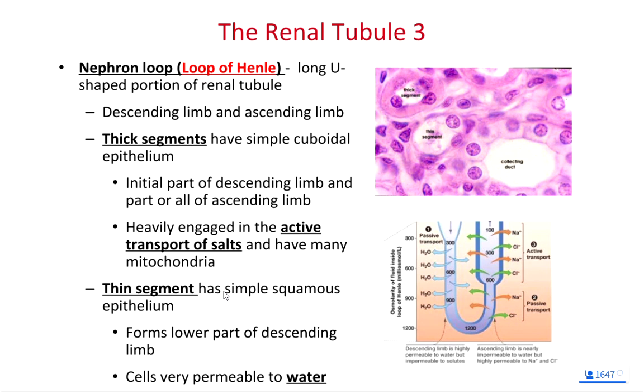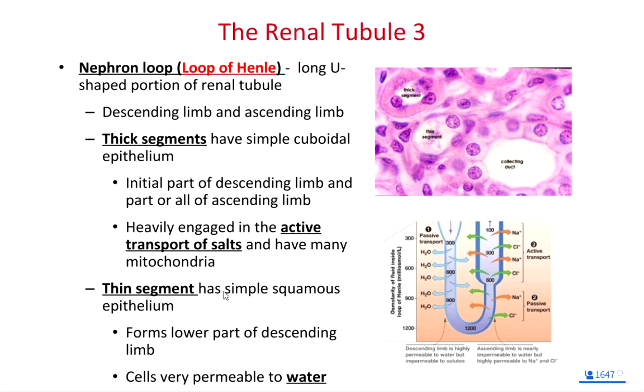After the proximal convoluted tubule, the filtrate is going to travel through the nephron loop, also known as the loop of Henle. That's that long descending and ascending portion, that big loop that goes down towards the medulla and then back up towards the cortex. Our loop of Henle, or nephron loop, can be broken up into two segments, two different ways. We can have the ascending and descending, or we can have thick and thin.